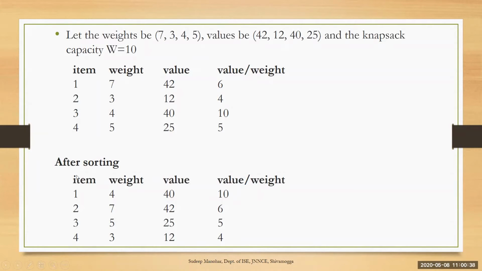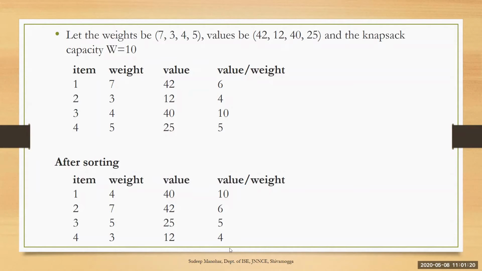Like this, you are supposed to sort this table based on the value by weight ratio. This is the first step that you are supposed to do in this problem. If you don't do this, then you are not going to get the solution correctly. I hope this is understood. Calculate the value by weight first. Then based on the values, you have to order in descending order, and write the items, the weights and their corresponding values in the order of descending value by weight: 10, 6, 5 and 4. So this is the first step.